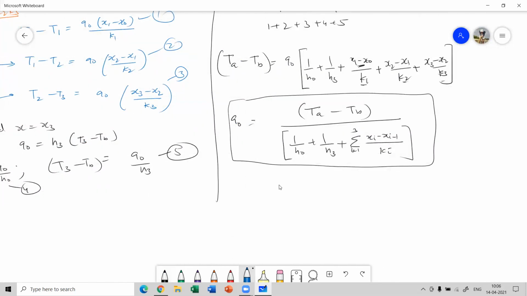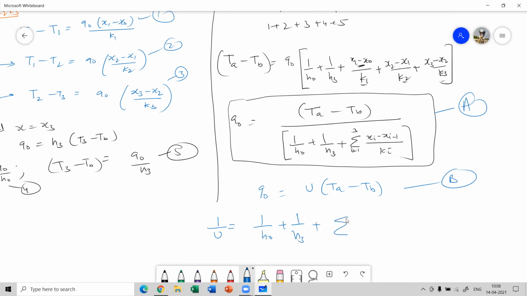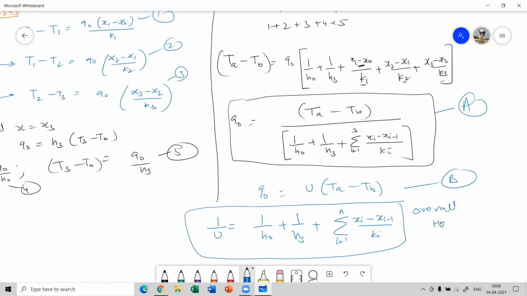Now also, Q naught can also be written as overall heat transfer coefficient into Ta minus Tb. So if you compare your equation A with equation B, you have the overall heat transfer coefficient as 1 by U equals 1 by h naught plus 1 by h3 plus summation i equal 1 to, you can say N, of xi minus 1 over ki. So this can also be represented as your overall heat transfer coefficient. Clear?